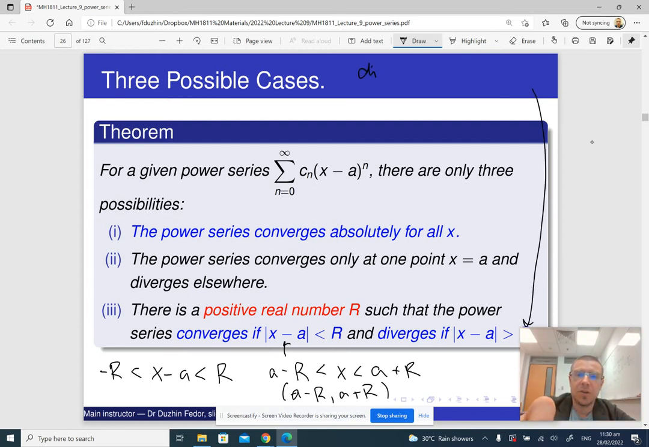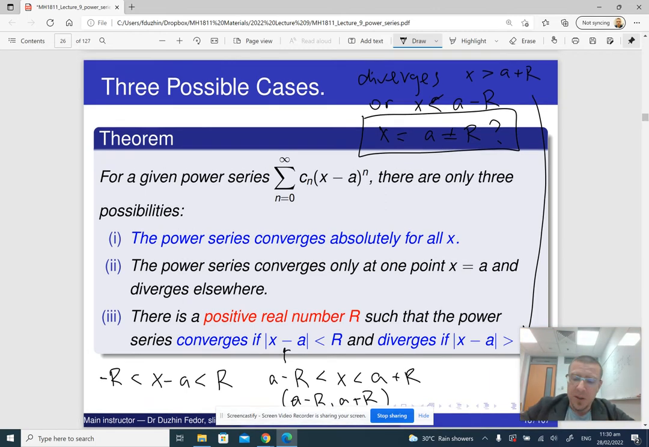So it diverges if x is bigger than a plus r, or x is smaller than a minus r. So notice that when x is exactly a plus or minus r, we don't know. So possibility number three doesn't tell us anything about that.